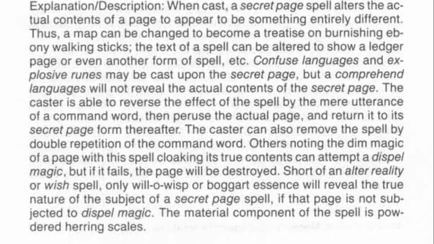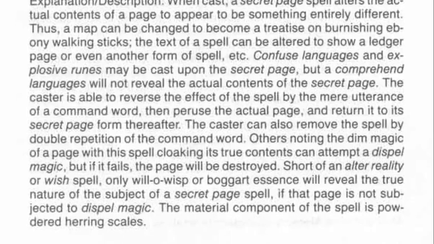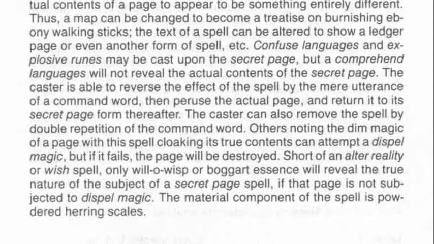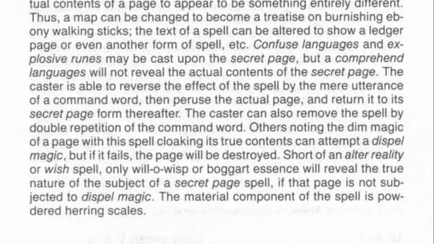Short of an alter reality or wish spell, only Will-O-Wisp or Bogart Essence will reveal the true nature of the subject of a secret page spell, if that page is not subject to dispel magic. The material component of the spell is powdered herring scales.